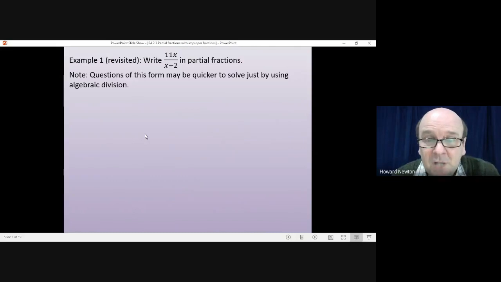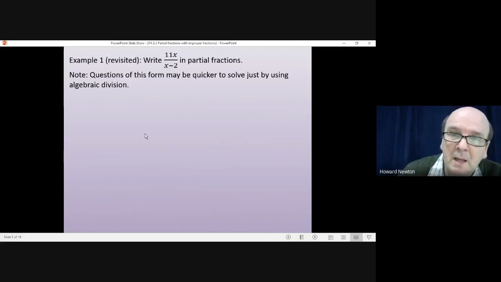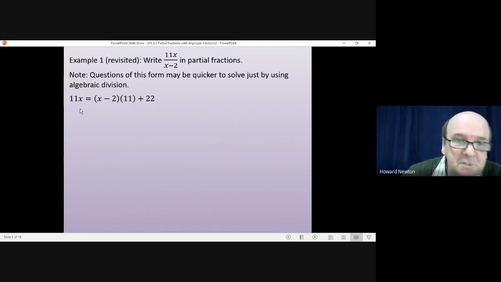So if you're good at algebraic division, it's definitely an awful lot quicker for this type of question, not all of these questions. Algebraic division would just say 11x is equal to x minus 2, and then you've got to work out what you've got to times by. Well, we've got to times by 11, because then 11 times x will give me the 11x. But I don't just get 11x, I also get minus 22 that I don't want. So I need to add on 22 to cancel that out.